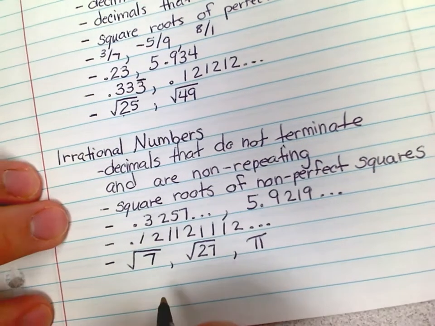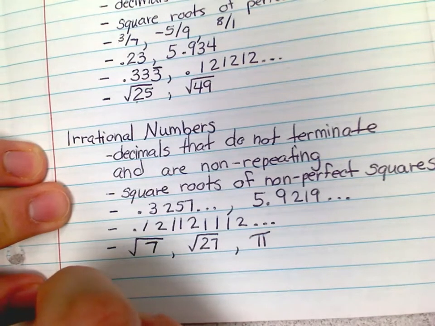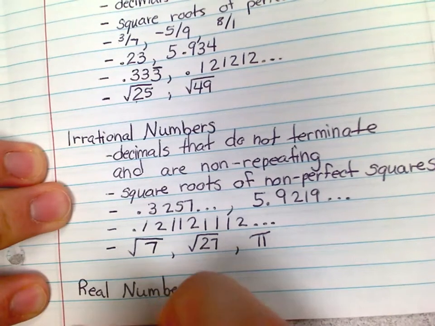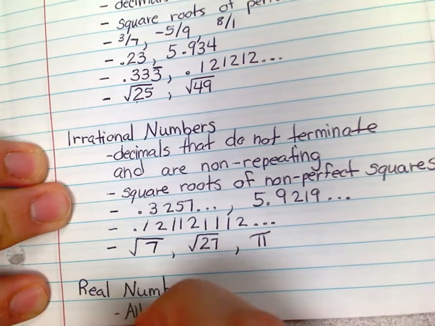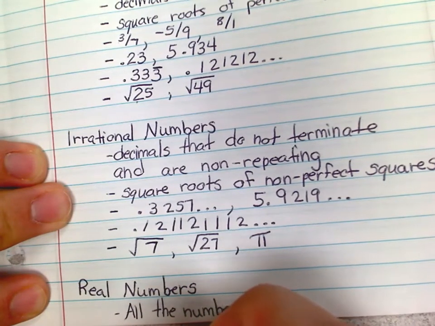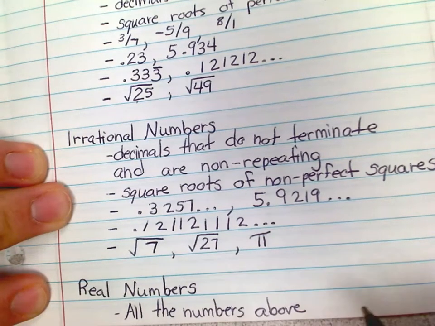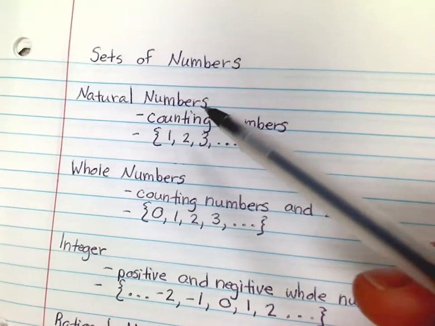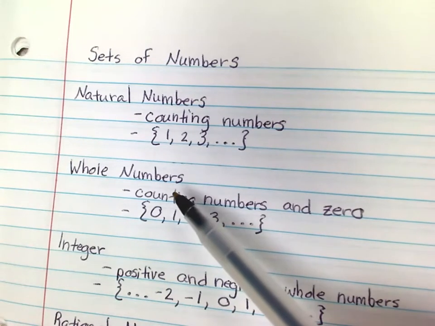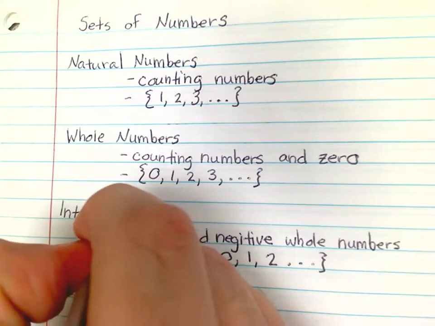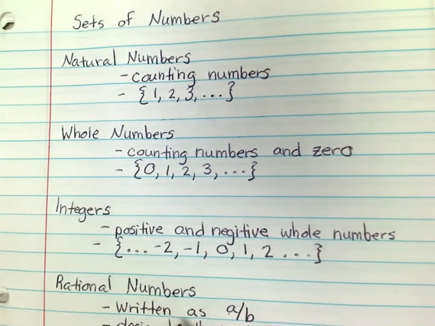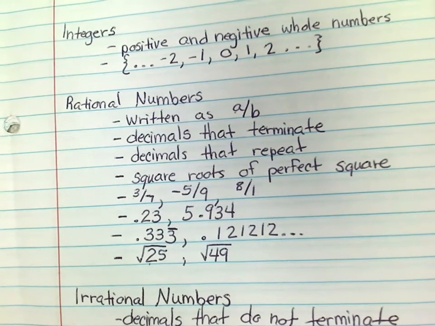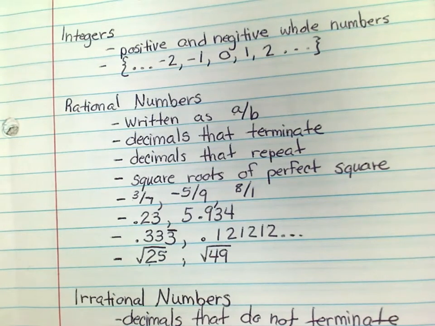Okay, and let's finally conclude this discussion of sets of numbers by just saying what a real number consists of. Real numbers are all of the numbers above. That's right, all the numbers we discussed above are real numbers. That means natural numbers are real numbers, whole numbers are real numbers, integers are real numbers, rational numbers are real numbers, and even irrational numbers are real numbers. This concludes our discussion on sets of numbers.